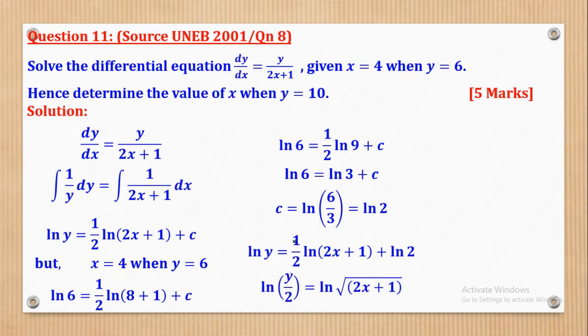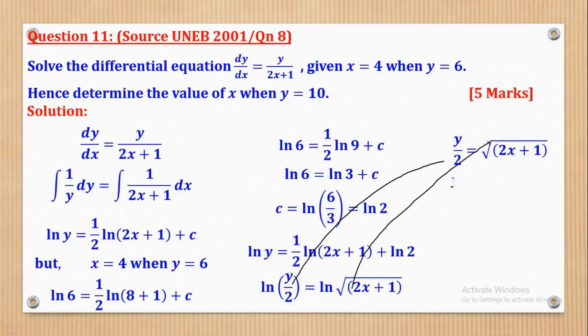So I can easily simplify, because this half can go this side to become 2x plus 1 raised to the power half. Now that power half is the same as the square root, and this one going this side becomes ln y minus ln 2, to become ln of y over 2. Therefore I can cancel the lns, because the coefficient here is 1 and also here is 1. So when I cancel the lns, I'll come up with y over 2 equal to the square root of this. Then square both sides and take this to this side. You'll come up with y squared equal to 4 in brackets 2x plus 1.